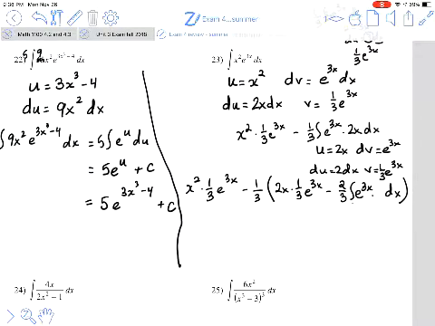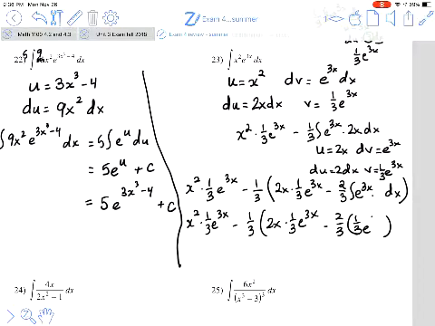This integral we've done several times. The integral of e to the 3x is 1/3 e to the 3x. So we've got x squared times 1/3 e to the 3x, minus 1/3 times 2x times 1/3 e to the 3x, minus 2/3. And then the antiderivative here, remember, is 1/3 e to the 3x.